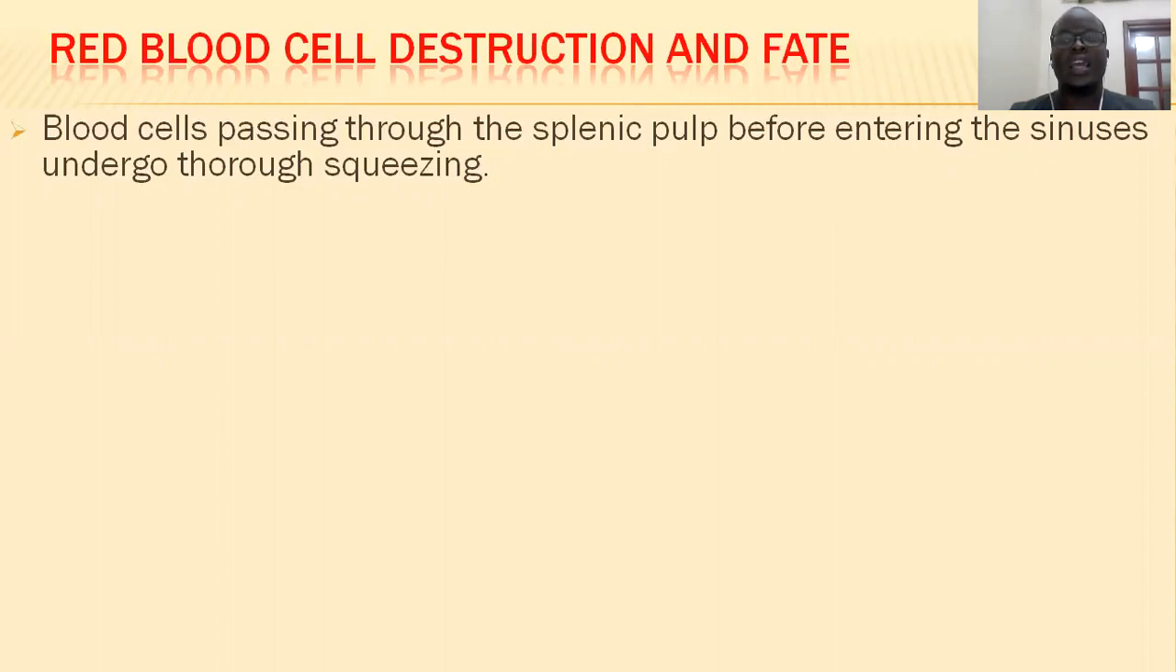So those that are not able to change shape so that they pass through these capillaries will be removed by the reticuloendothelial system. This is where you sort the blood so that you only remain with the functional red blood cells. So that's why you have such capillaries and the reticuloendothelial system that is involved in the destruction of red blood cells.